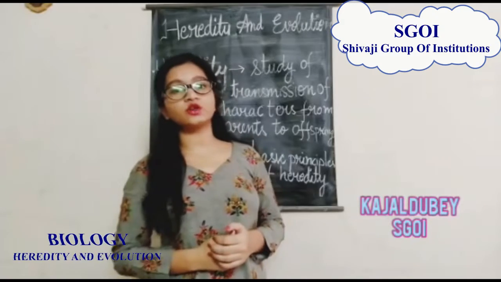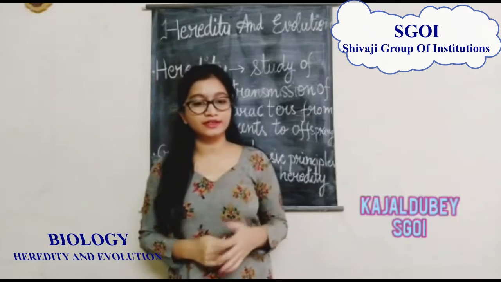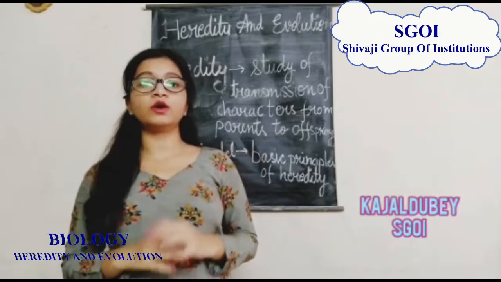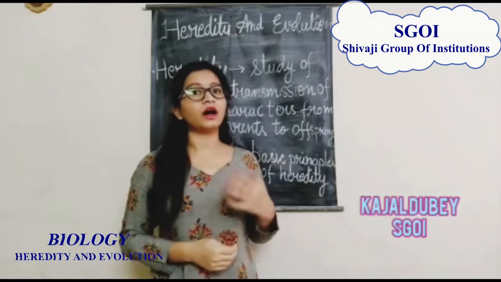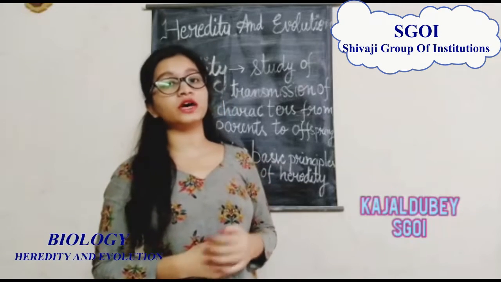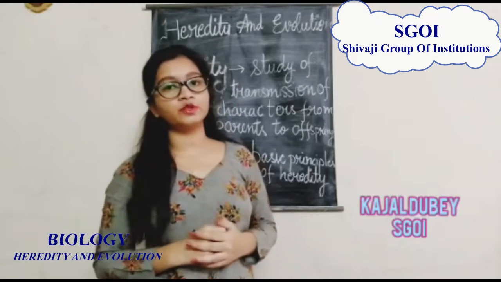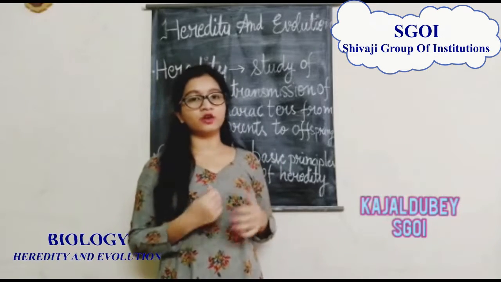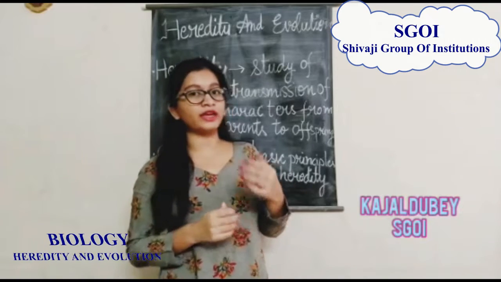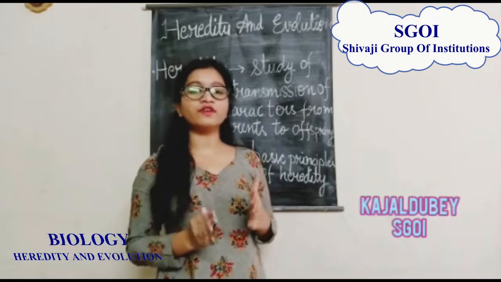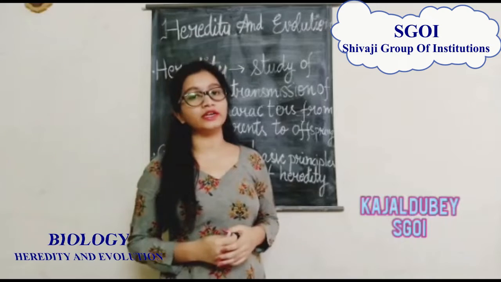So today's next topic is heredity. What is heredity? First of all, let's understand that all living organisms produce offspring of their own kind. For example, a human being always produces a human baby. A dog always produces a baby dog. Have you ever heard that a dog gave birth to a cat baby, or a human gave birth to an animal's baby? No. Every organism gives birth to an organism similar to itself.